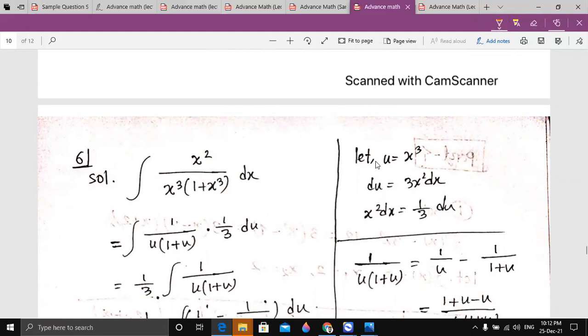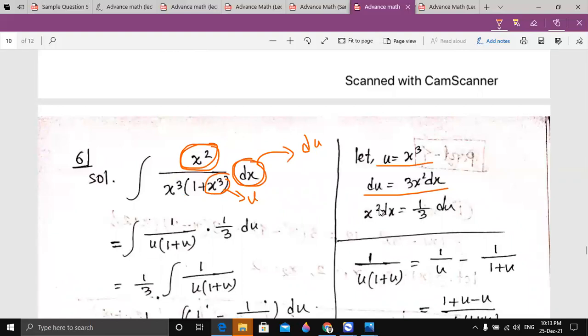u substitution rule here, because of this x cube. If I let u be equal to x cube and I differentiate on both sides, you see here I have some kind of x square and dx, right? So if I substitute x cube equal to u, then I also have to convert this x square and dx into some kind of du, something multiplied to du.